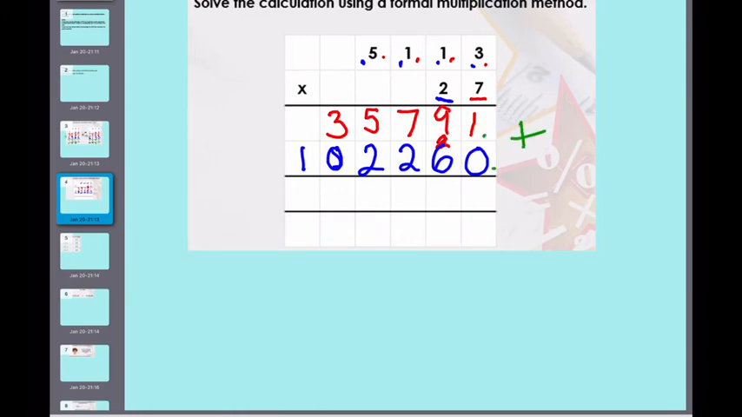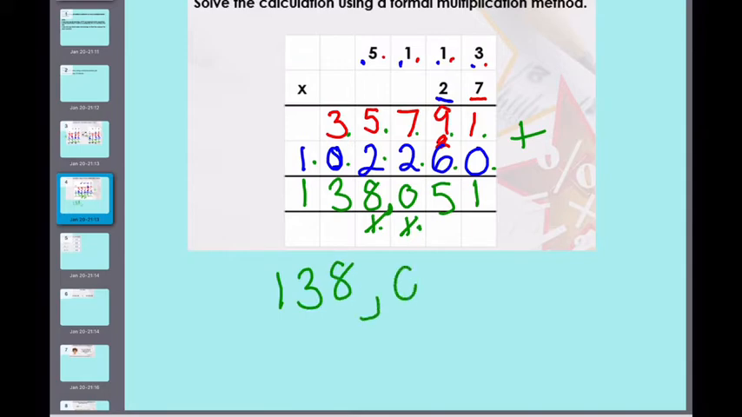1 add 0 is 1. 9 add 6 is 15. 7 add 2 is 9. Add the 1 from down here is 10. 5 add 2 is 7. Add the 1 from down here is 8. 3 add 0 is 3. And then I've got nothing at the top. Add 1 is 1. Pop a comma in there. Oh, my answer was 138,051. Well done if you got that right.